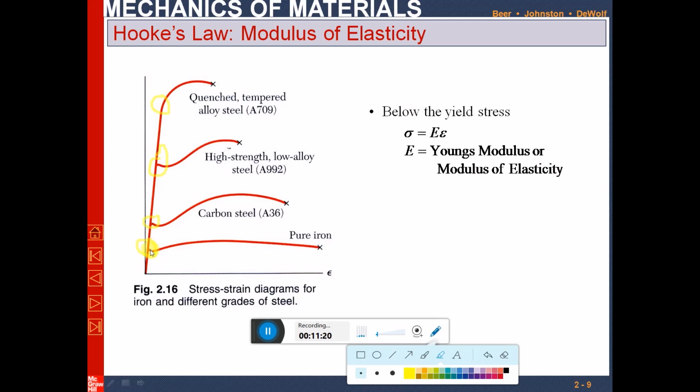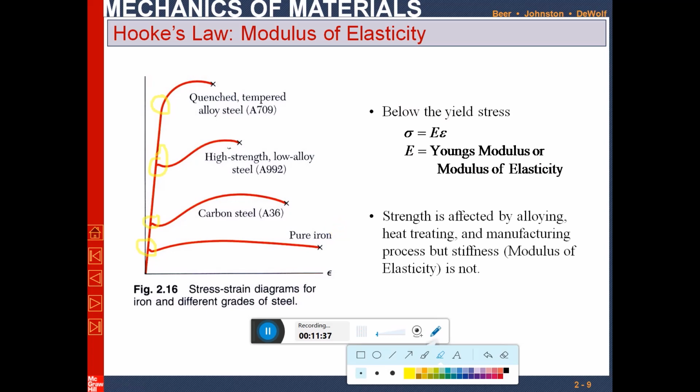In most cases, it will be negligibly small, because mostly it is 80-90% or more than 90% iron. The significant effect is observed in case of the plastic deformation region or the sigma Y, ultimate tensile strength and the rupture strength. Let's move on. So we can summarize our discussion by stating that strength is affected by alloying, heat treatment and manufacturing process, but stiffness, the modulus of elasticity, is not, it's hard to say not, but it's negligibly small, it's trivial.